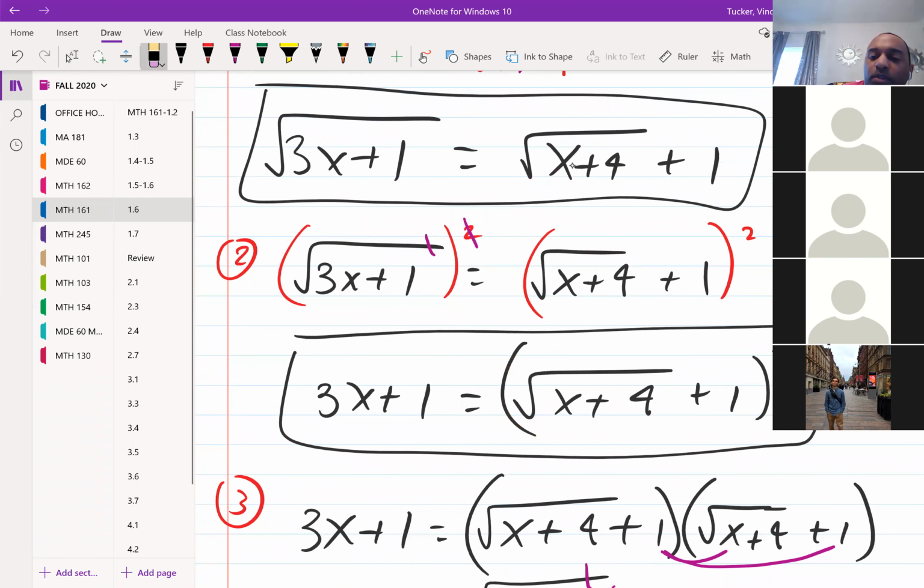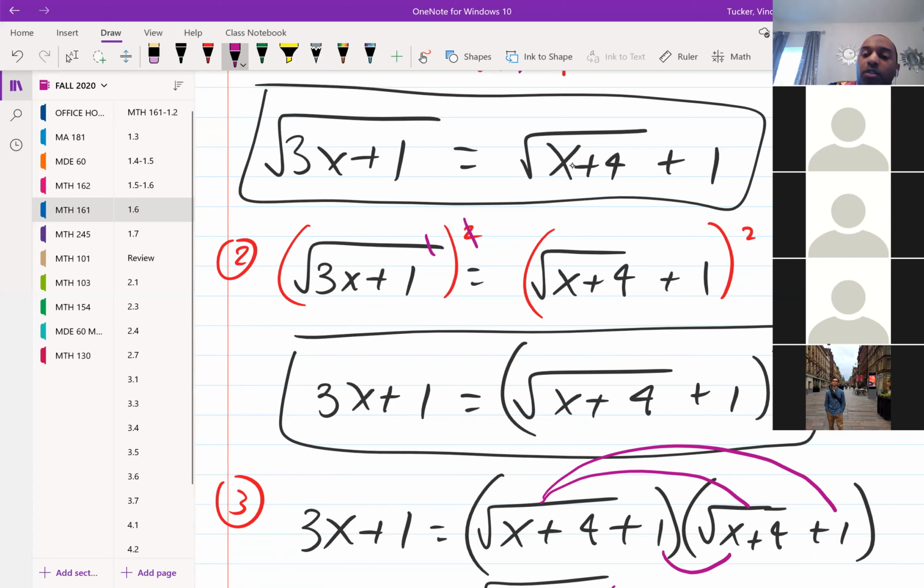All right. So when you square both sides, we already talked about how it cancels out the radical on the left side, but then on the right side, we have to expand out this expression. So we have the square root of x plus 4 plus 1 times the square root of x plus 4 plus 1. So now we'll FOIL it out, or do our binomial distribution. So it's going to be the square root of x plus 4 times the square root of x plus 4, square root of x plus 4 times 1.